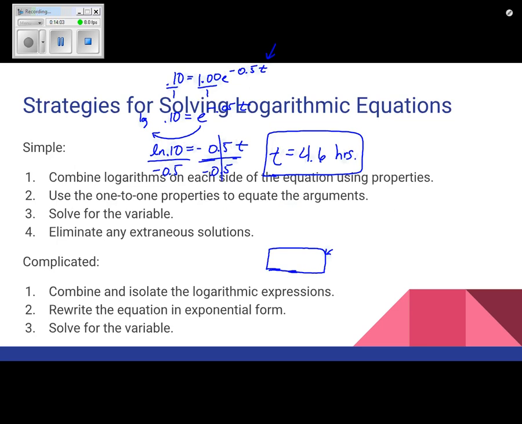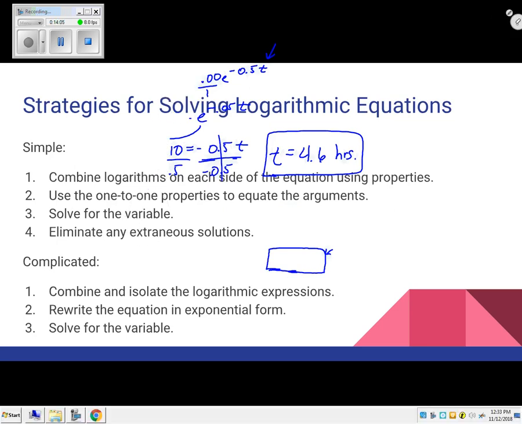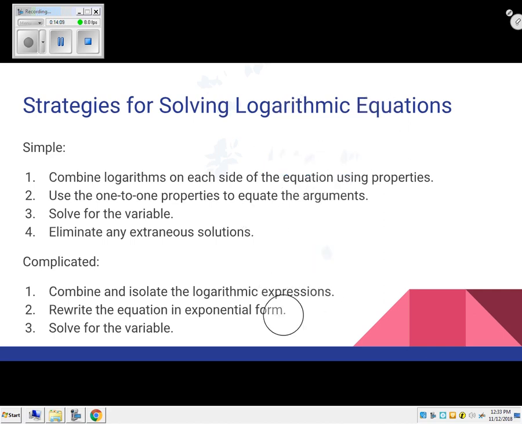Here's just some general notes and strategies I used in this video to solve for logarithmic equations. So pause the video, read over these if you want to, but I think a lot of the homework should follow with what I did.